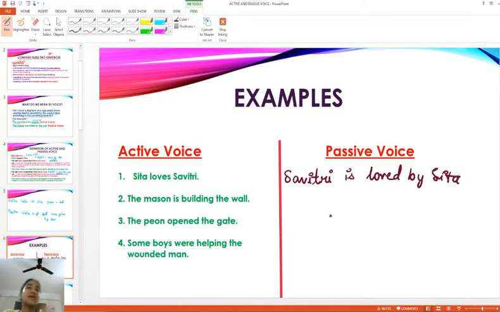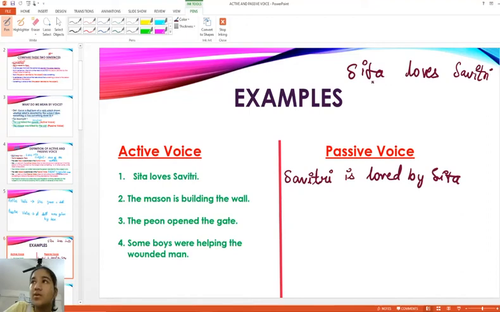So the first step, overall, the basic step, is to just interchange the subject and the object. That's your cross method. Let me explain how this cross method works. Okay, we'll take this sentence itself. Sita loves Savitri.